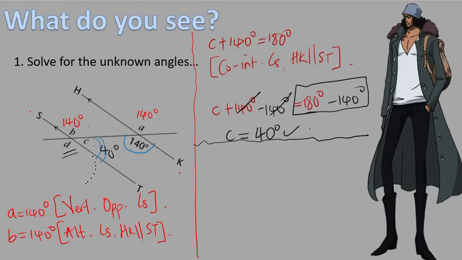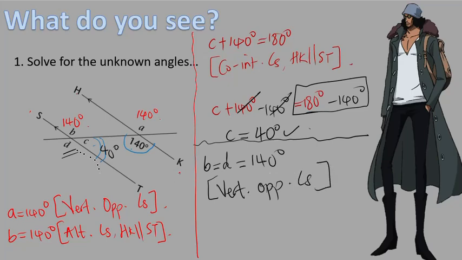I'm left with angle D. How do I find angle D? Well, I can simply say angle B is equal to angle D. And how much is that? That is 140 degrees. Now, what will be the reason? The reason is that these two angles are vertically opposite angles. Let me show you what I mean by that. This angle and this angle are vertically opposite because we have an X there, right? So they're vertically opposite.